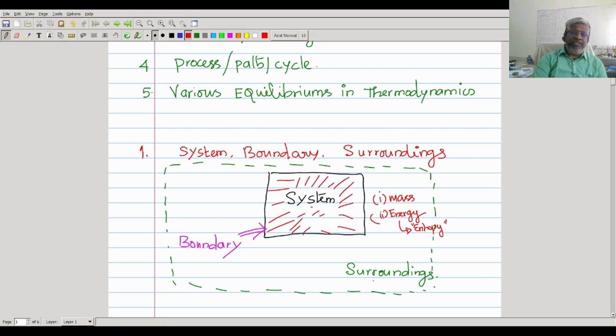Now, when we say the system and surroundings interact through mass, then whenever some portion of the mass crosses the boundary, only then can we say mass is being interacted between the system and surroundings. Either it can be transferred from the surroundings to the system, or from the system to the surroundings. It doesn't matter, but they are interacting in terms of mass.